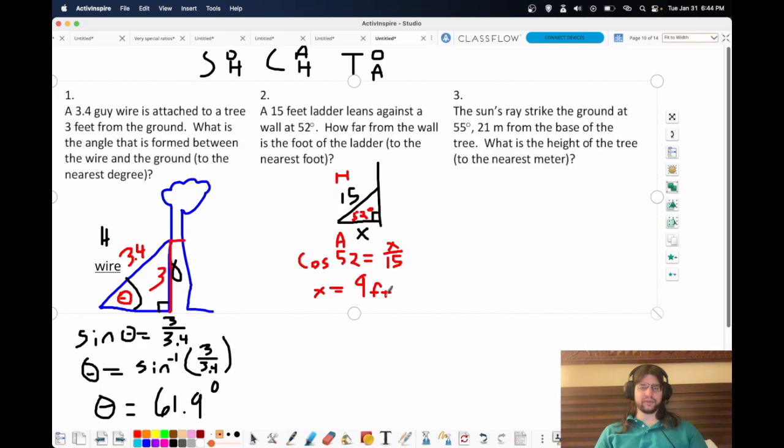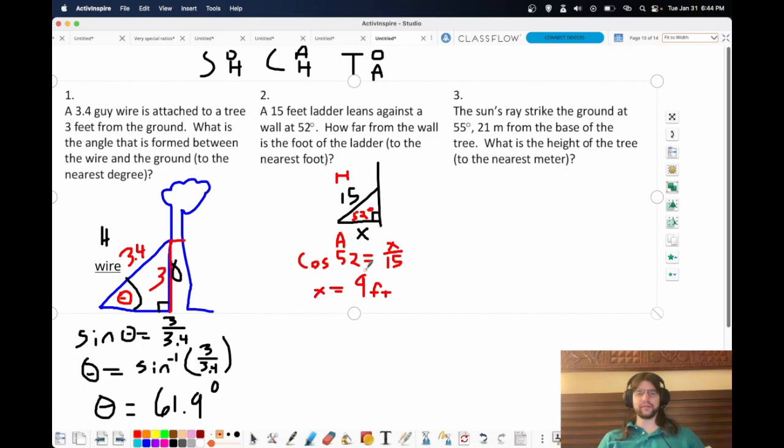And we are dealing with real life situations, so go ahead and put the units. I won't take off points, but it's good practice, you know? I mean, we're talking about feet here. We're not talking about meters. 9 what? 9 feet, not 9 miles. It's not 9 miles away from a tree, okay? Or wall.